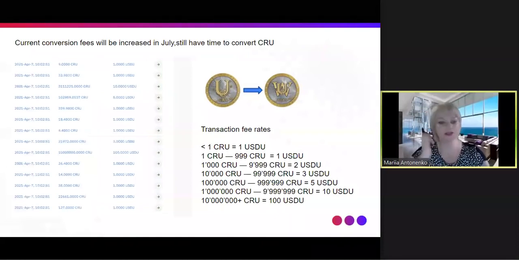And let's see the current conversion fees. Not current, sorry. Yes, you can see the transaction fees here, first on the right, and there are some examples. So yes, those are current conversion fees. And there might be some wandering mistakes here. For example, a person might have less than 1,000 CRUs, and the commission fee will be like $100. So guys, don't panic.